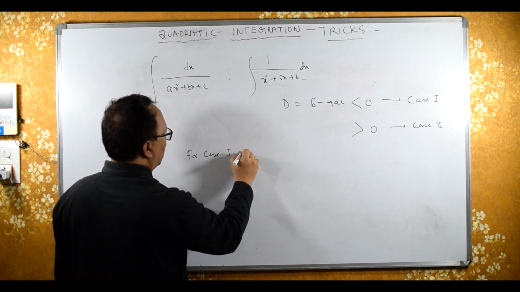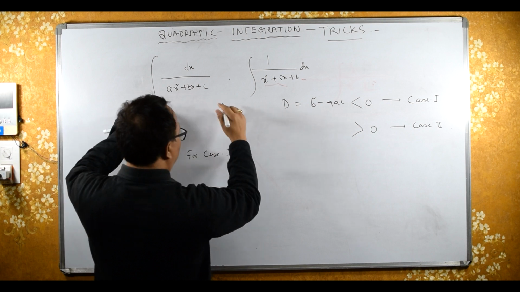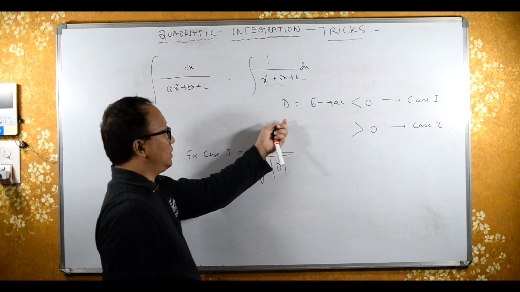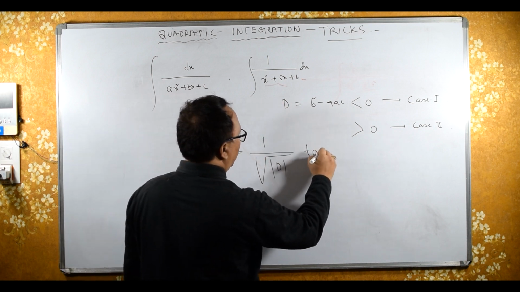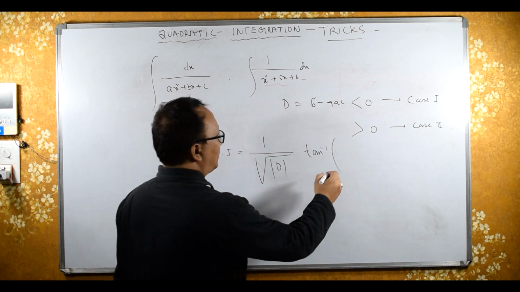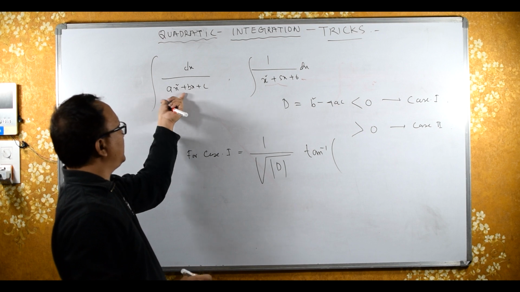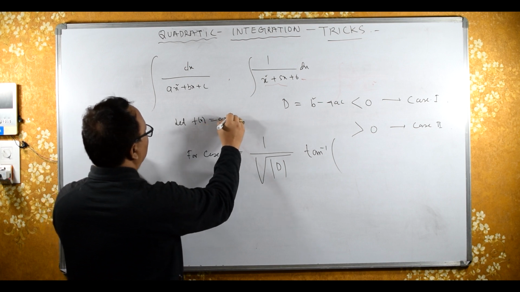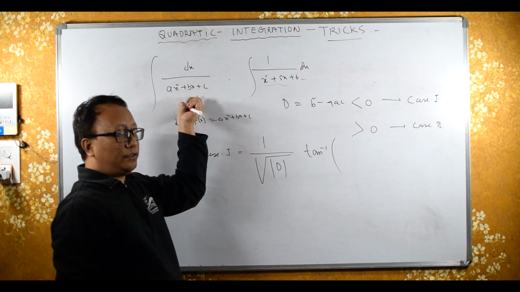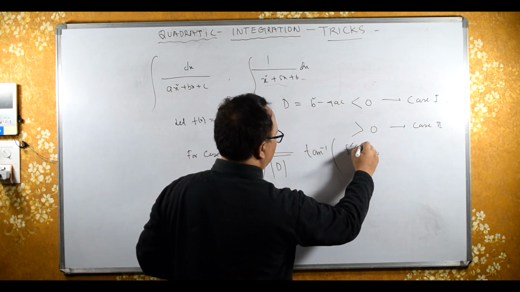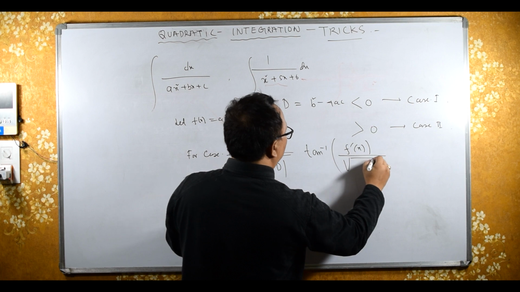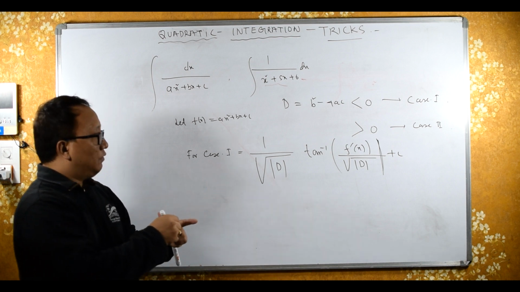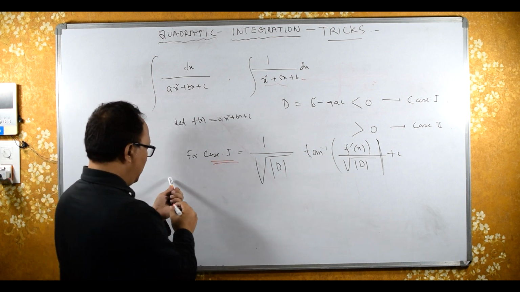For case 1, the integral of this is equal to 1 upon square root of mod of D, this D, into tan inverse of f dash x upon square root of mod D, plus c. Let f of x equal ax square plus bx plus c; you have to differentiate it with respect to x to get f dash x. This is for case 1.